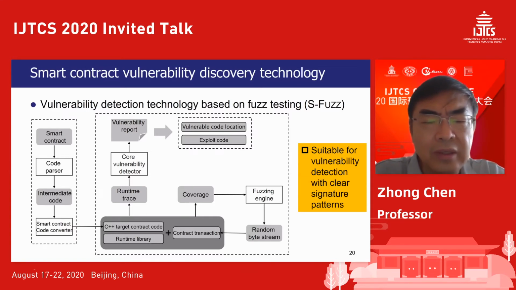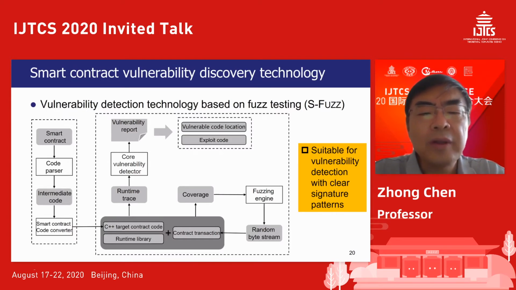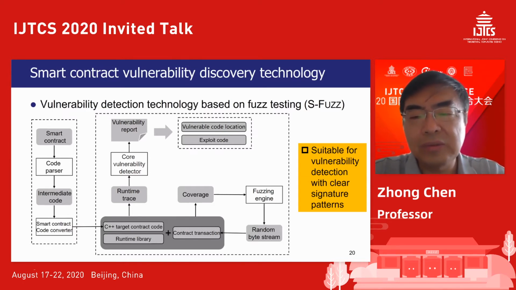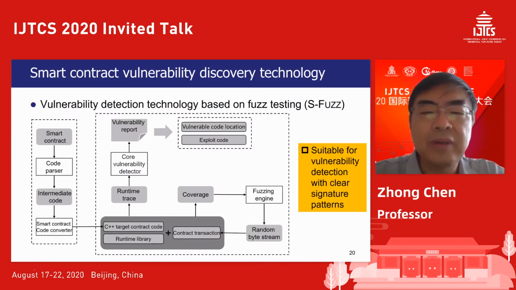The runtime trace goes through the vulnerability detector to generate a vulnerability report. That report covers the vulnerable code location and the exploit code. The coverage goes to the fuzzing engine, and through the random byte stream and the contract transactions, we can do the discoveries. So this is suitable for vulnerability detection with clear signature patterns.